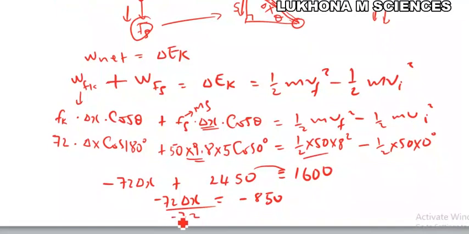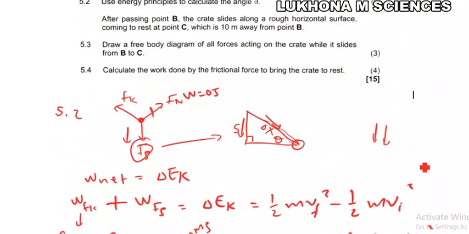negative 72, divide by negative 72. Then we get delta x, which is equal to 11.80 meters, which means this one is 11.80 meters and this one is 5.